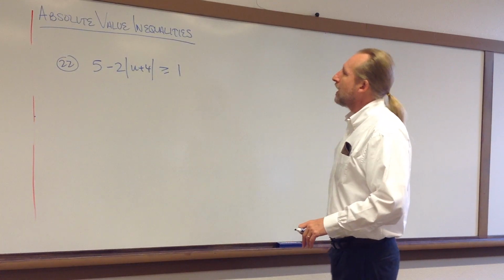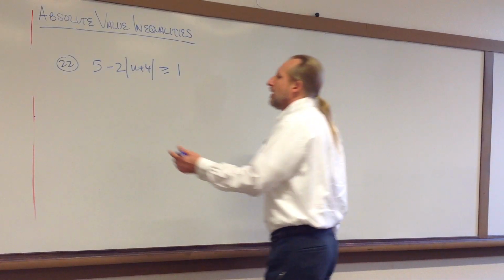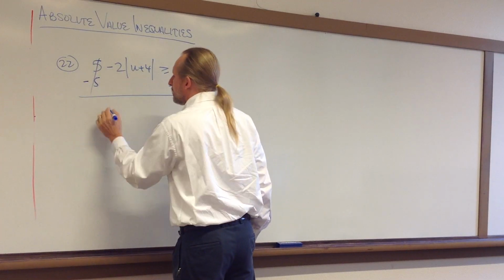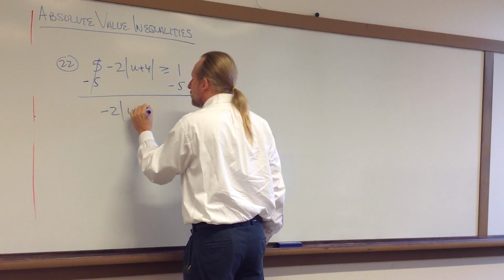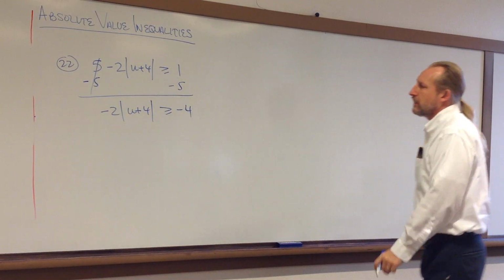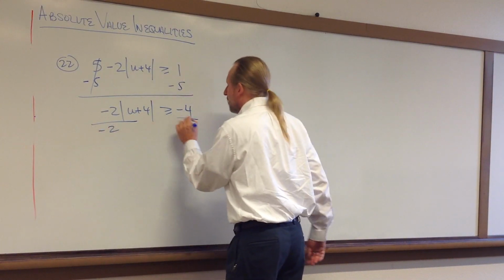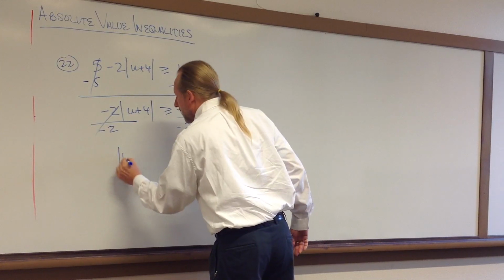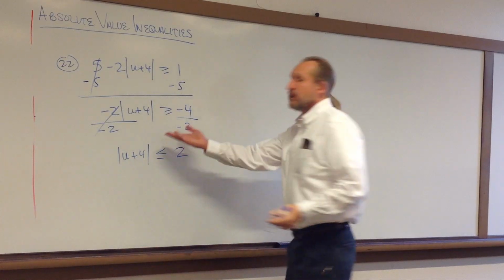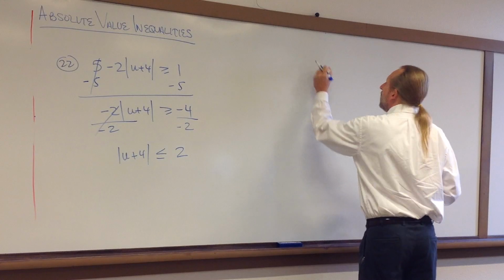Okay? There are a variety of things that you can do here, and I'll do a couple of them. All right, we can subtract 5 on both sides. Don't lose this negative sign because that's a negative 2 times the absolute value of u plus 4 greater than or equal to negative 4. And then we would multiply or divide on both sides by negative 2. But if we do that, this thing's going to flip around and it's actually going to end up being a less than problem. Okay? What else could we do?